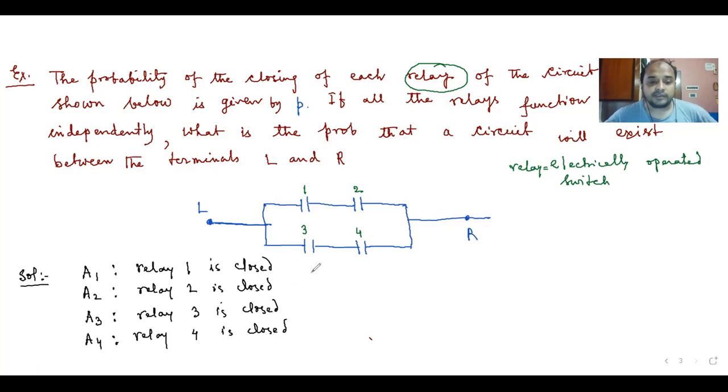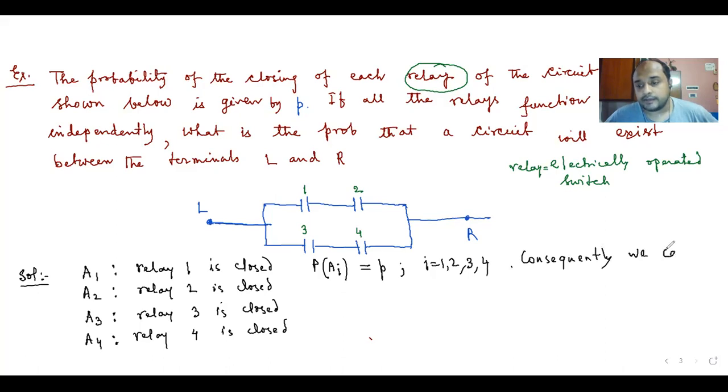Now, the probability of these events is given, and the probability of each of these events is small p, for i equal to 1, 2, 3, 4, as you can observe. Now, every event is associated with a complementary event. So if A1 represents the event that the relay is closed, A1 bar will represent the event that the relay will open. Consequently, we can write the probability of Ai bar to be 1 minus small p, where i is equal to 1, 2, 3, 4. Then we are going to solve this particular problem, and let's see what happens.